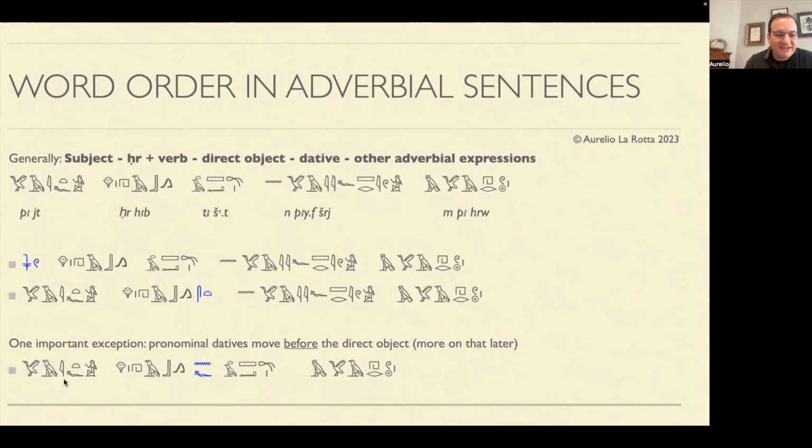So in English we would say he sends the letter to him, but in Egyptian you actually say, the father sends to him the letter today. So pronominal dative objects move forward. They always like to come as close as possible to the verb. That's also the case in Middle Egyptian, and you'll find that rule again.